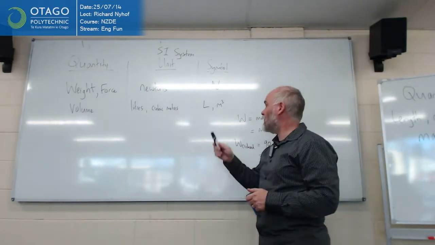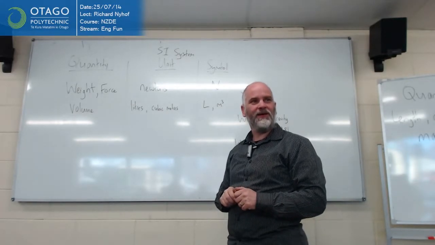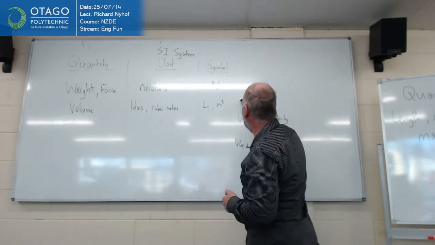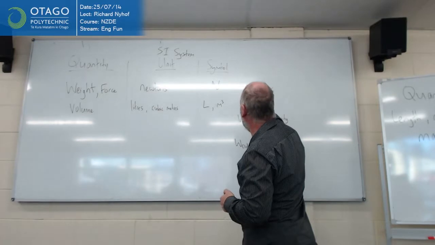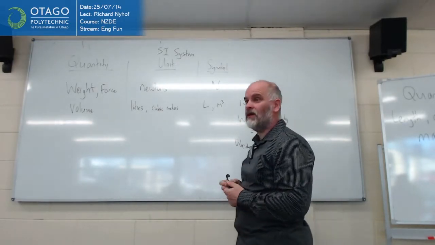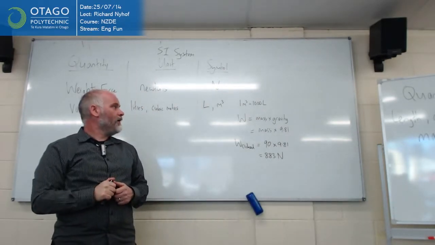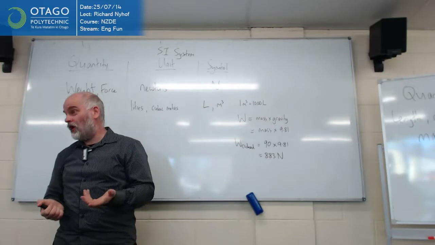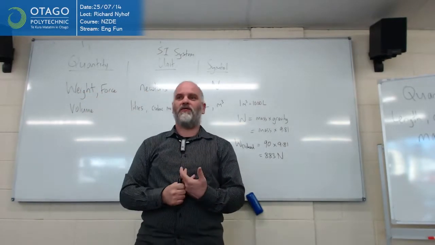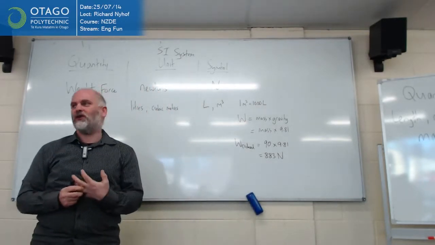Do you happen to know the relationship between those two? Do you know how many litres there are in a cubic metre? Anyone? 1,000? Well done. So 1 cubic metre is 1,000 litres, and that's something you need to know. At the moment, you think of volume in litres, but very quickly you'll start thinking like engineers, and you'll start thinking in cubic metres.